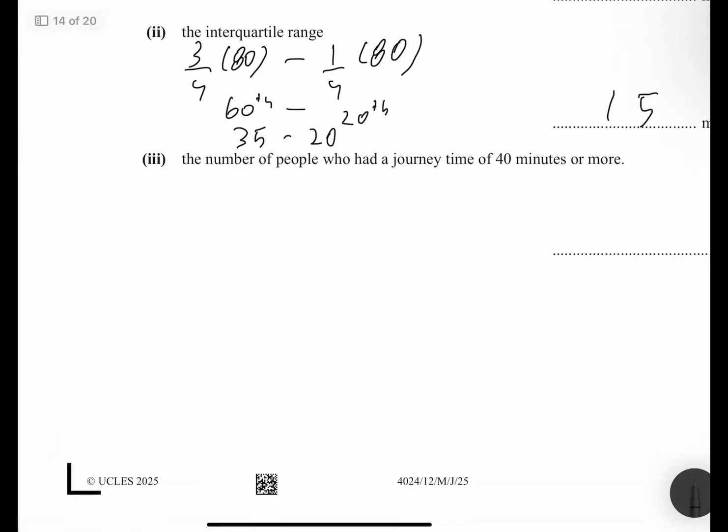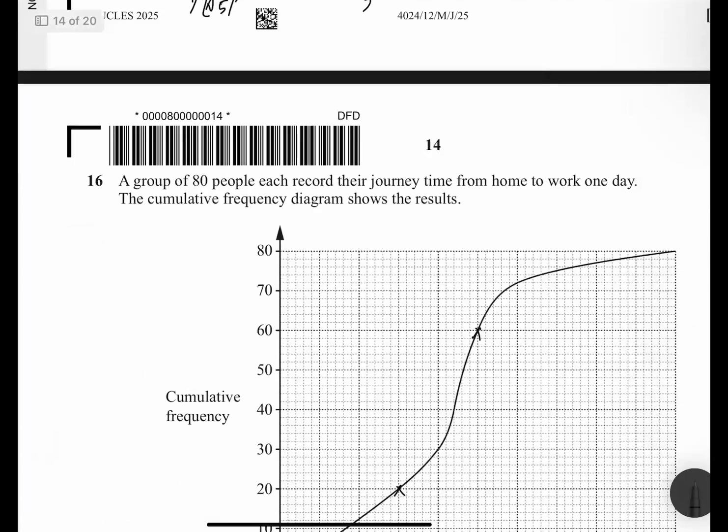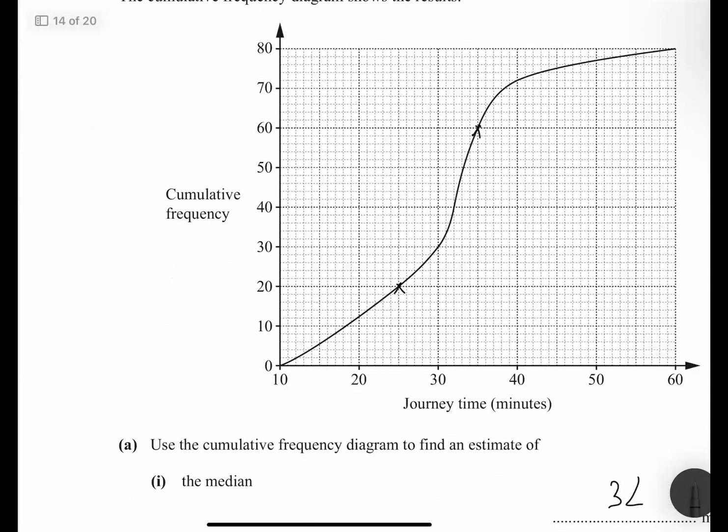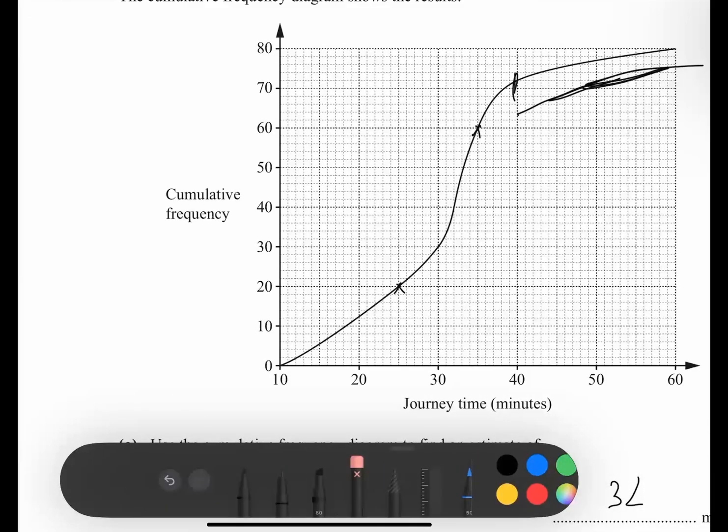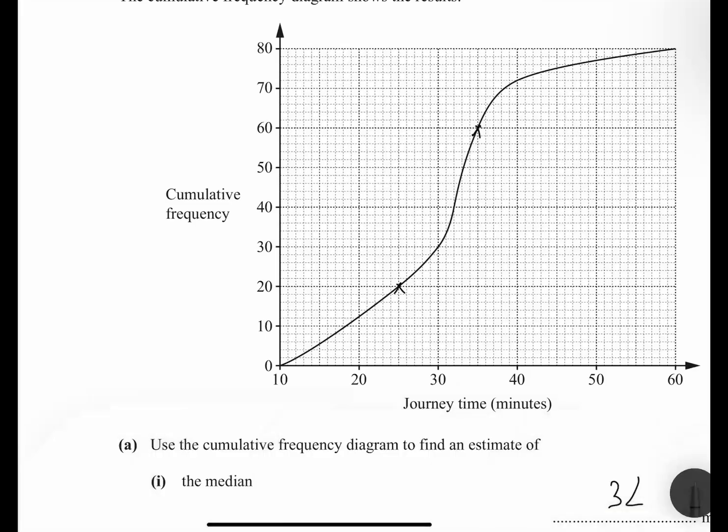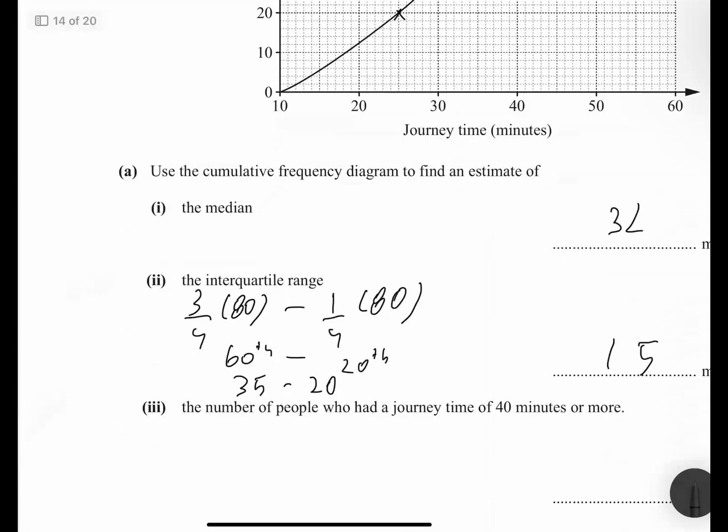The number of people who had a journey of 40 minutes or more. So the time of 40 minutes is over here. So when you calculate how many people were above this, more than this, so this would be this side, right? So the number from 40 to 80 is 8.